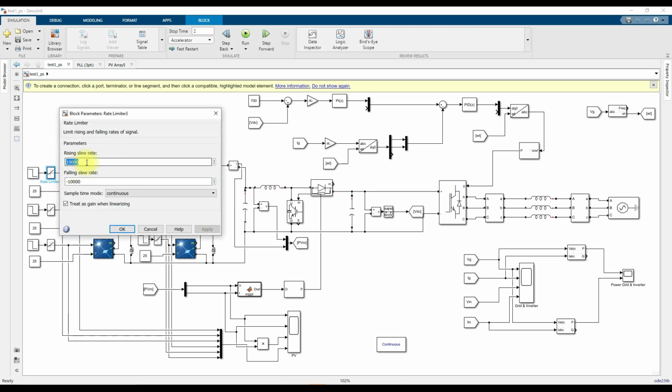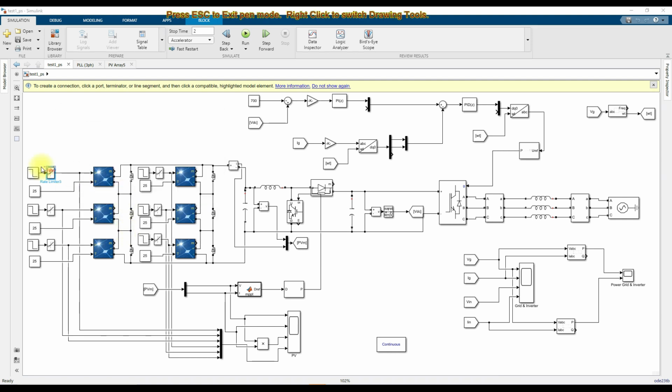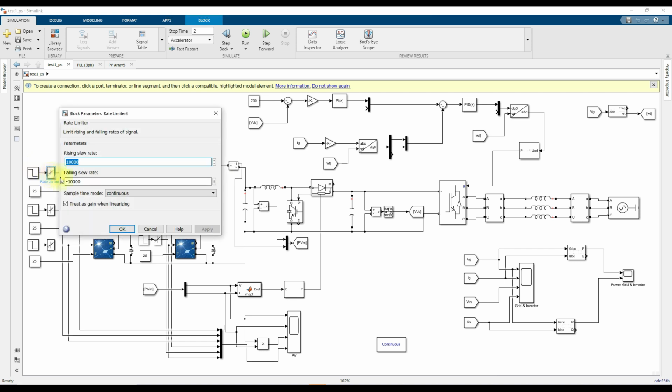The rate limiter limits the response, right? If the irradiation changes suddenly, we are giving the command suddenly, it will be converted into a ramp changing input. So it will take some time to achieve the final value. When you use this kind of waveform, you will not get any error in the system. For that purpose only we are using the rate limiter.